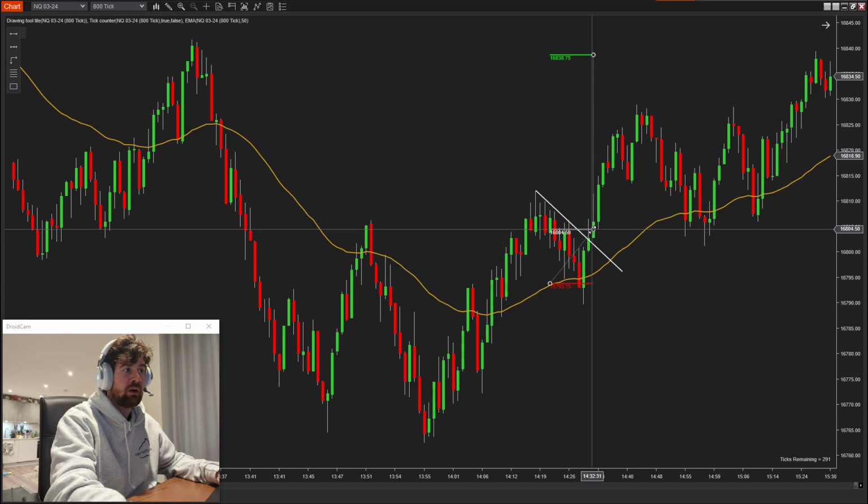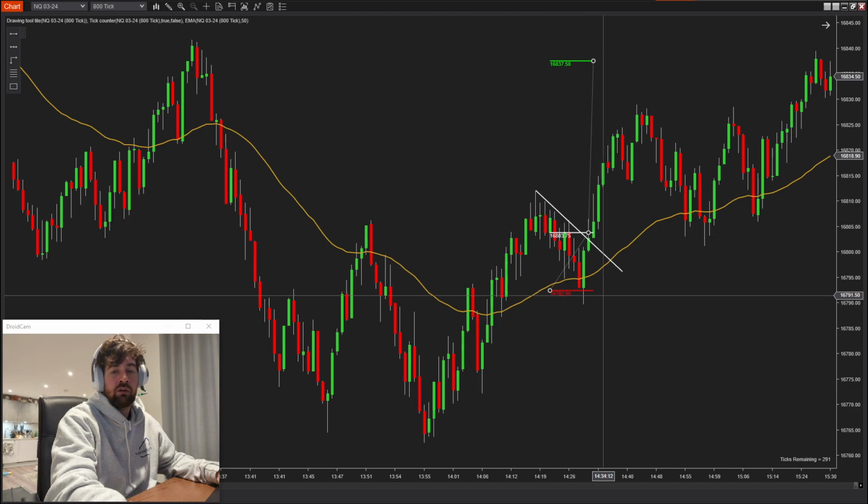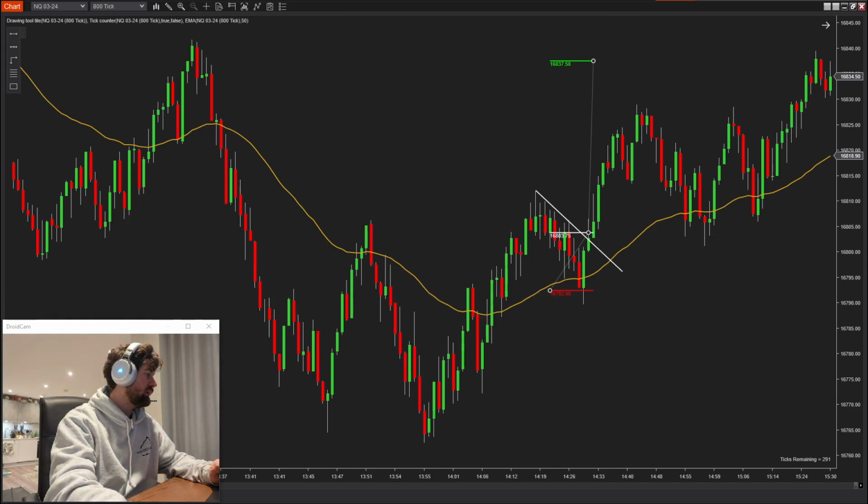Maybe you'd have gotten in a little bit earlier actually. Maybe you'd got in like here, so you're in at like 1603. Well, we can risk to the lower body of this candle. And if we get back down here, our idea has gone.